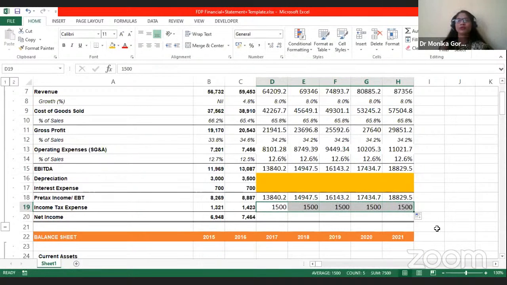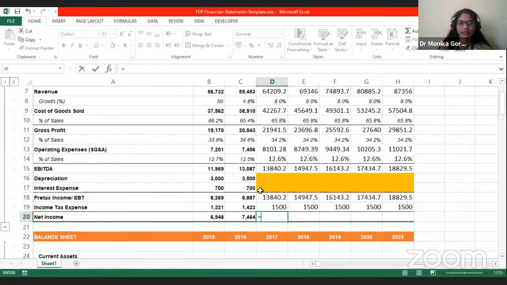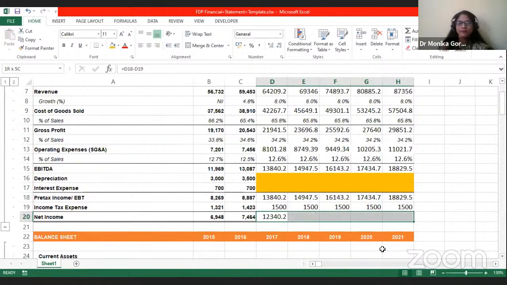So again we are going to assume that our income tax will be 1500. Next is your net income. Net income is your earning before tax minus your tax. You get your net income. Just scroll this, shift left arrow and control R. You will automatically get the future amounts.